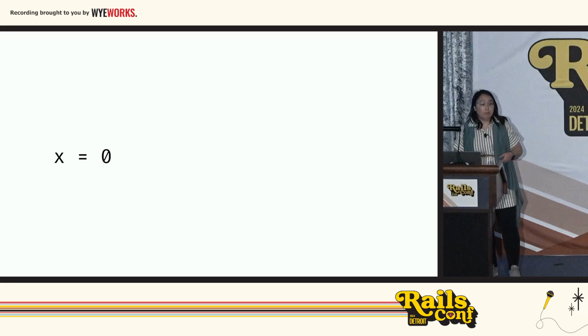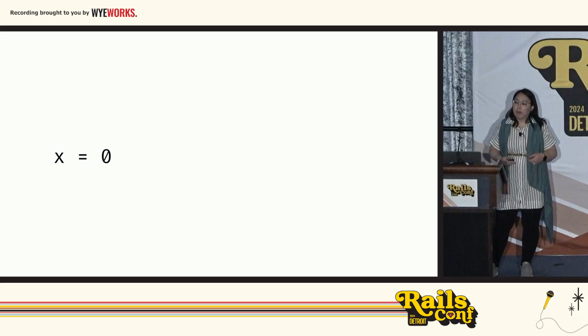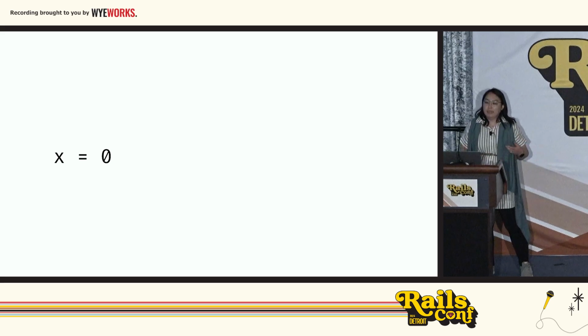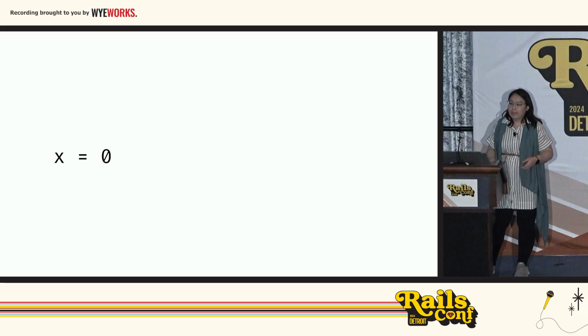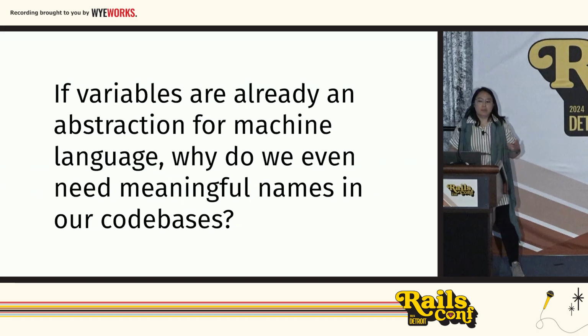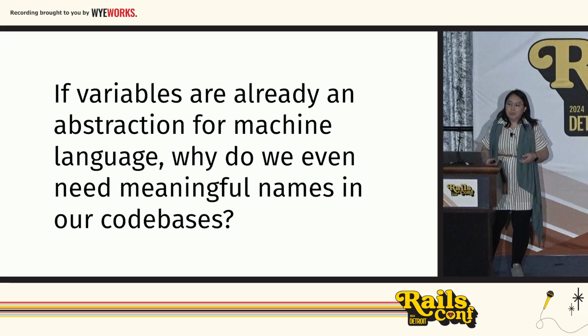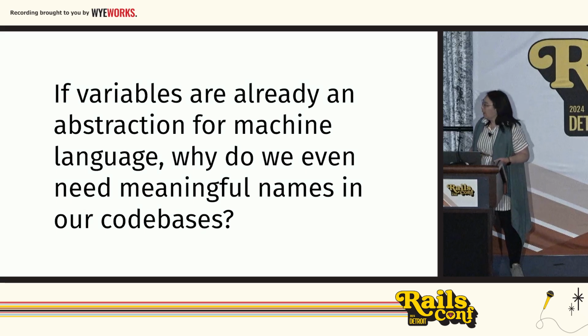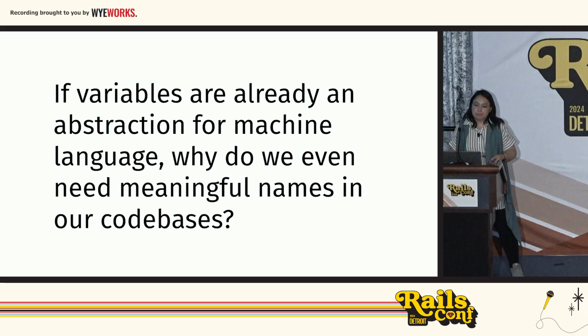Let's look at the humble variable. Variable declaration and assignment started as a mechanism for the machine to know where to store a piece of data so that it could be read or overwritten later in the program. And we, the programmers in this case, are communicating with the machine. However, if variables are an abstraction for machine language, why do we even need meaningful names in our code bases? Does X not serve this purpose?